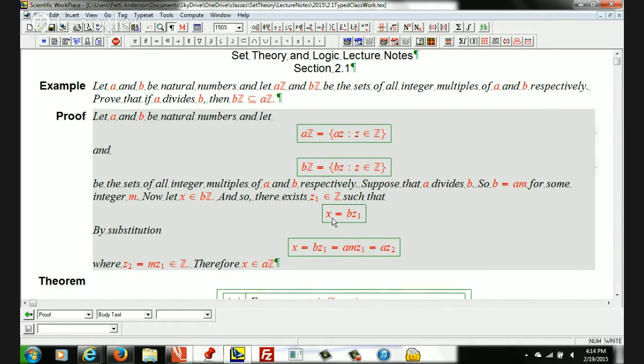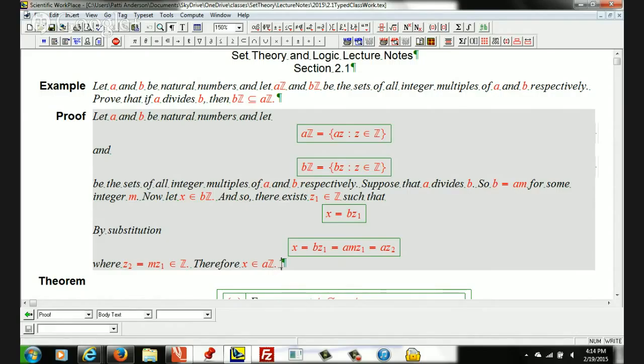Now does this make it a little more clear why we said x was equal to bz? If it's in here, it has to be in this form right here, that bz. That makes sense? And then if I say it's equal to some a times some other z, then that says it has to be in that set. So I'm going to put this right here. Therefore, x is in AZ.